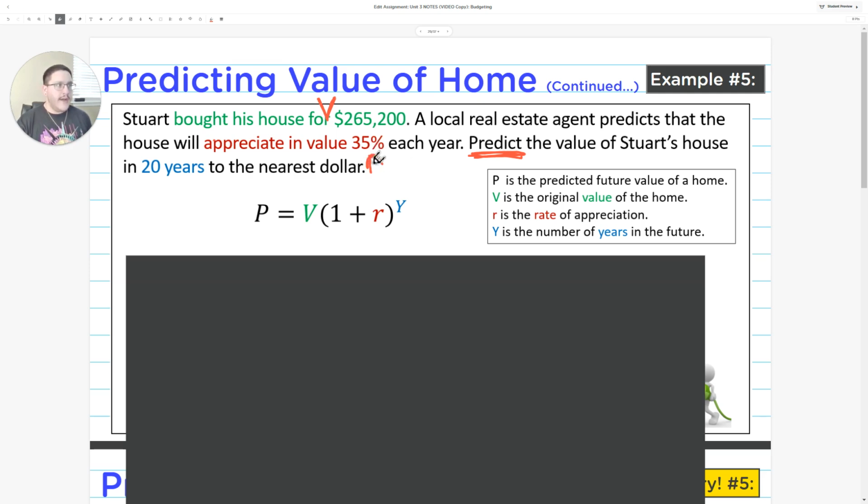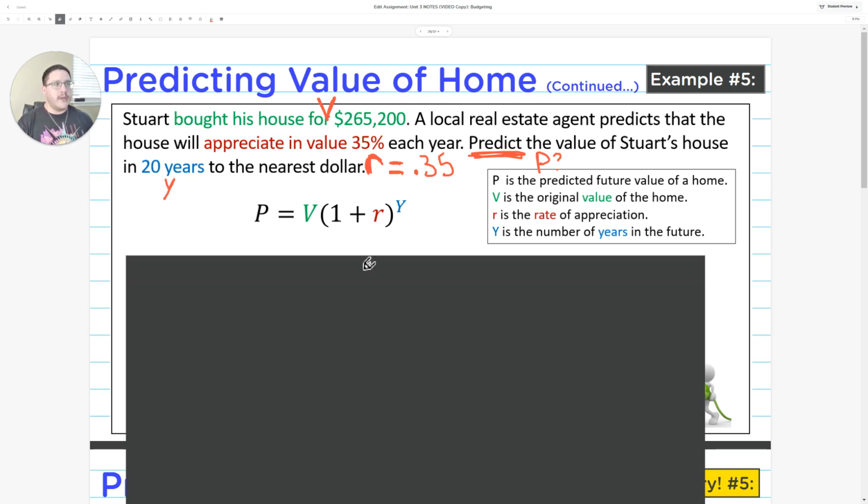So this is the R value. This is the rate of appreciation, which needs to be turned into a decimal. 35% as a decimal should be 0.35, either divided by 100 or moving the decimal place to the left twice. The amount of years that we're predicting into the future is 20, which is labeled as Y. We're trying to figure out the future value. So P, we don't know.